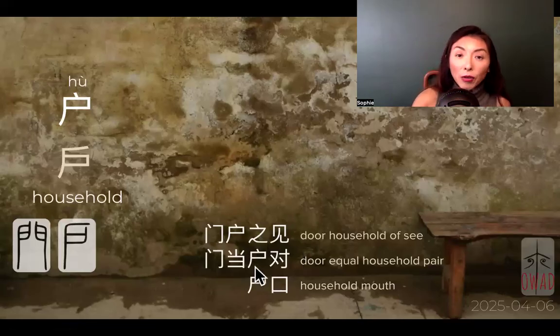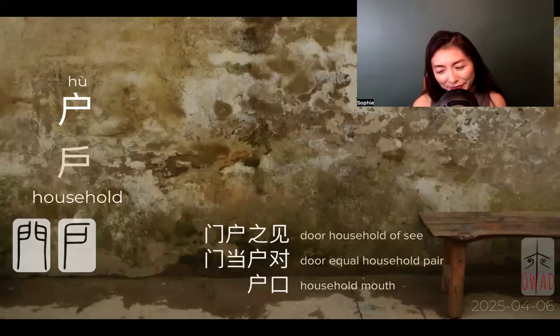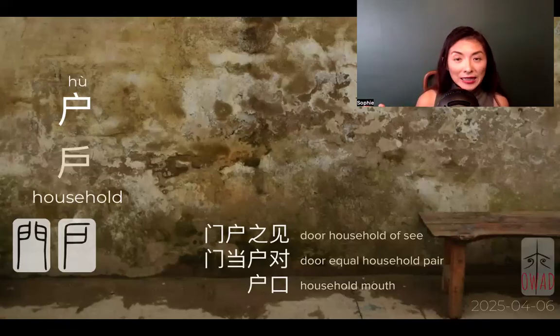Okay, 门当户对 is the slogan for matchmaking service in China. When we're talking about going out dating, finding your partner, the number one rule in Chinese would be this four word phrase, 门当户对.